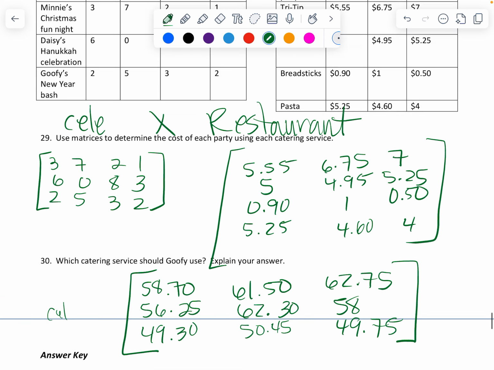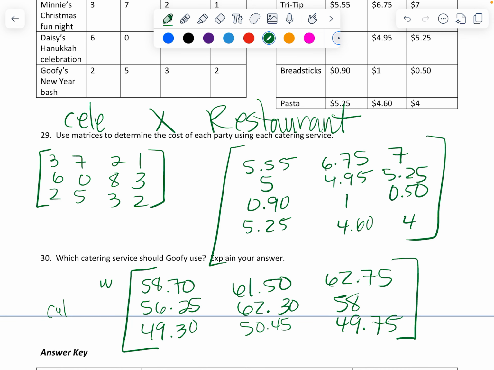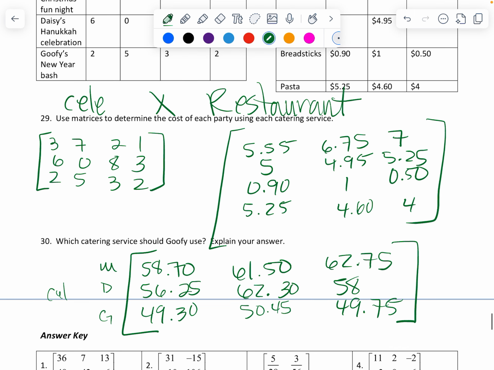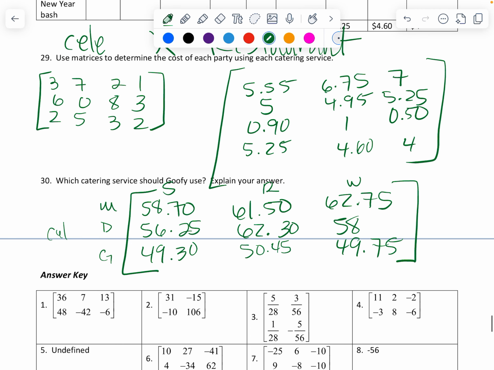So we have Minnie, we have Daisy, and we have Goofy. And then restaurants-wise, we have Stonefire, Rattlers, and we have Wood Ranch. So the question asks, which catering service should Goofy use? Well, if I look down here at Goofy's, which one is the smallest? Stonefire is. So he would use Stonefire.